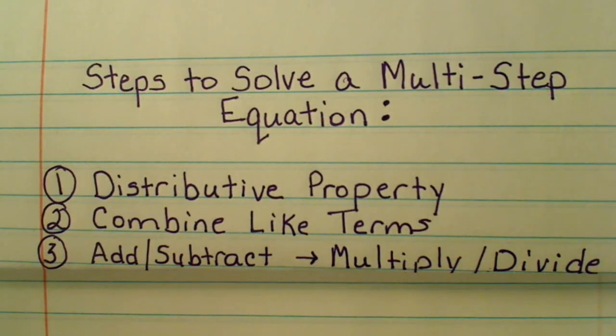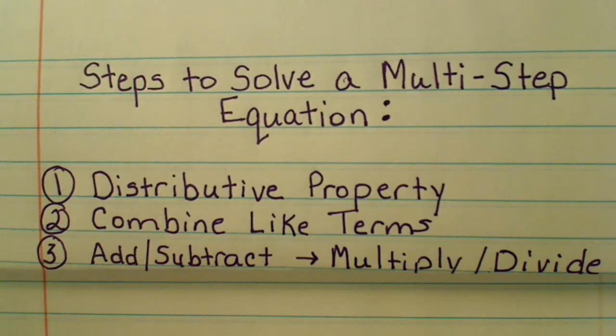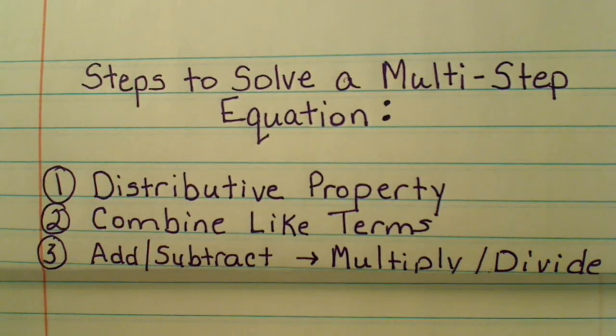Okay, we are going to be working on steps to solve a multi-step equation. So in the area where you have the numbers 1, 2, 3 for the steps, if you will please write down what I have on the screen. The first step that we're going to be doing would be the distributive property. That's where you have the parentheses and you multiply what's in the front times everything on the inside. The term in the front times the terms in the parentheses.